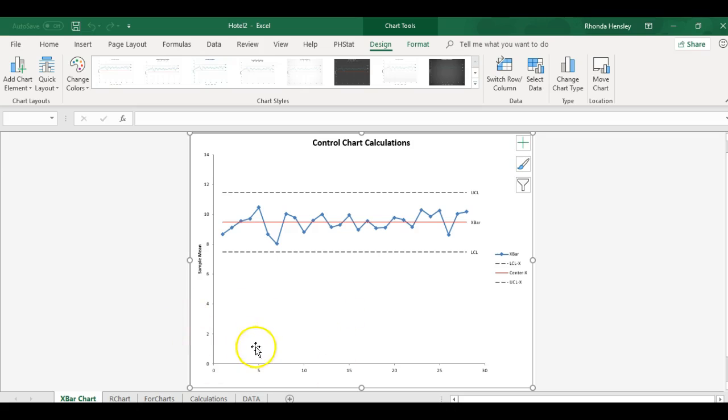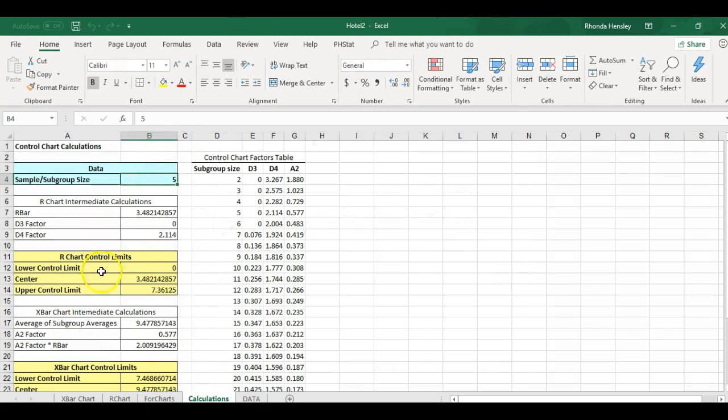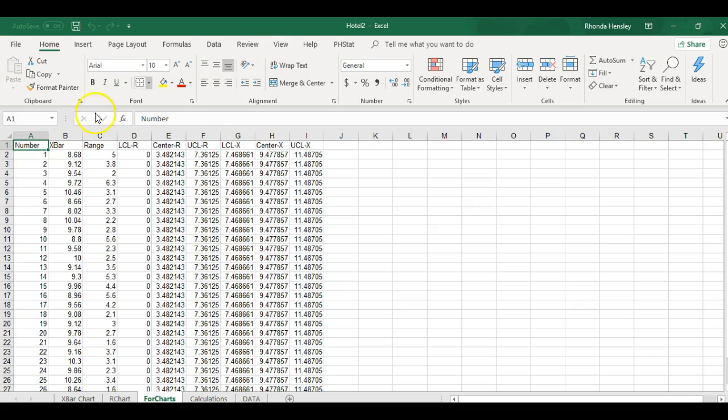So as you can see, and you remember from last week, it does the calculations. So it actually figures my XBAR, my R. It's even got a control chart factors table over here with the numbers they used. If you read through the book, you'll see that. And it's got the columns if you had to do it in Excel.